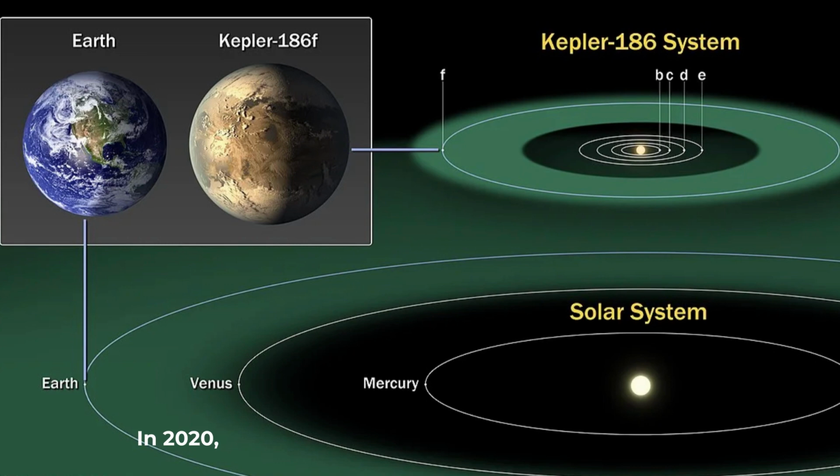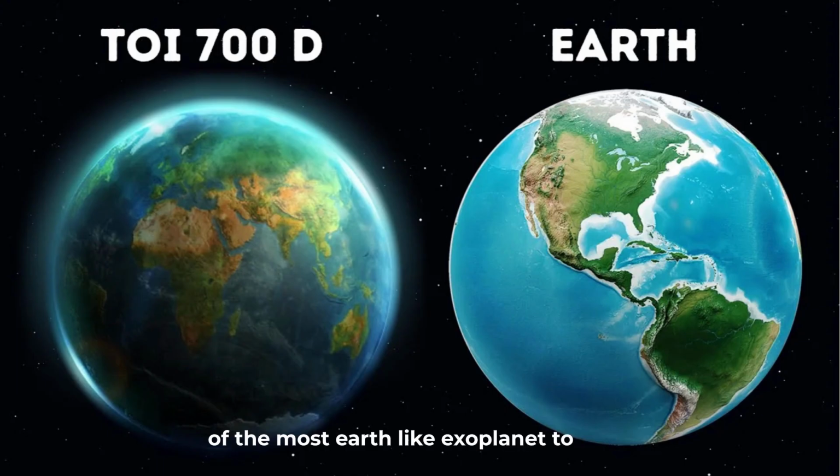In 2020, a team of scientists announced the discovery of the most Earth-like exoplanet to date, named TOI 700d. This exoplanet is about the same size as Earth and is located in the habitable zone of its star, about 100 light-years away. These exoplanet discoveries have not only expanded our understanding of the universe, but also raised the possibility of the existence of life beyond Earth. The search for exoplanets continues, and we can expect many more exciting discoveries in the years to come.